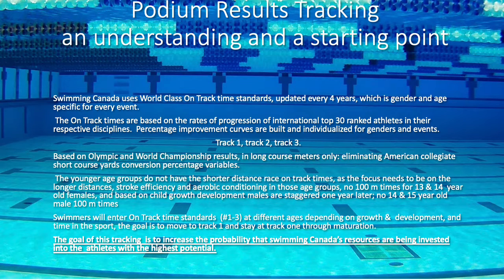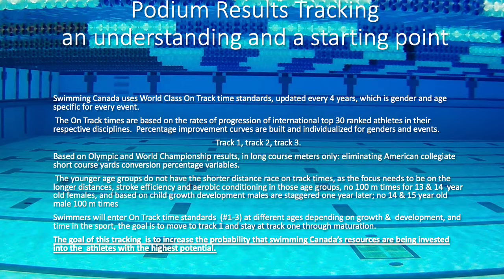There are 3 different tracks. Track 1 is the fastest. It's based on Olympic and World Championship results in long course meters only, eliminating American collegiate short course world yard conversion percentage variables. Swimmers can enter the on-track time standards at any time at different age groups depending on the growth and development of the athlete and the time in their sport. And the goal is to move to track 1 and then to stay in track 1 throughout maturation.